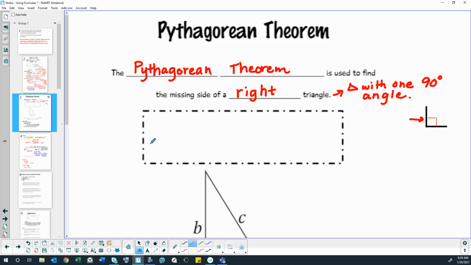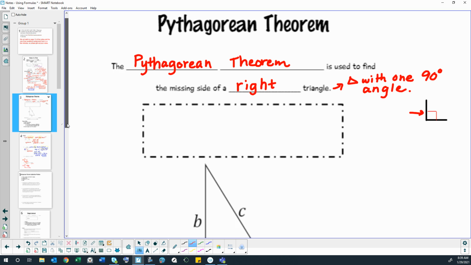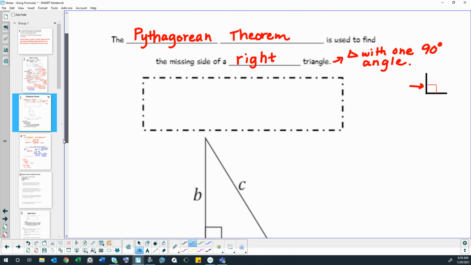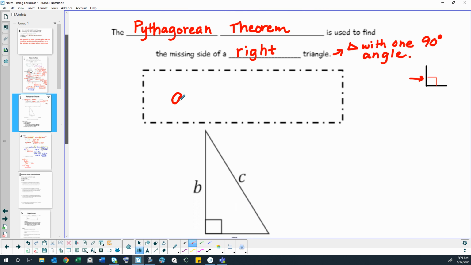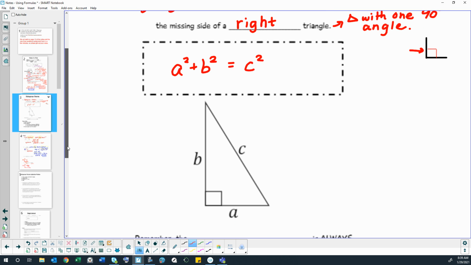of our triangle. Okay, to represent Pythagorean theorem in a formula form, we use the formula a squared plus b squared equals c squared. And a is one of the legs, doesn't matter which one, and b is also one of the legs, and then c is what we call the hypotenuse.